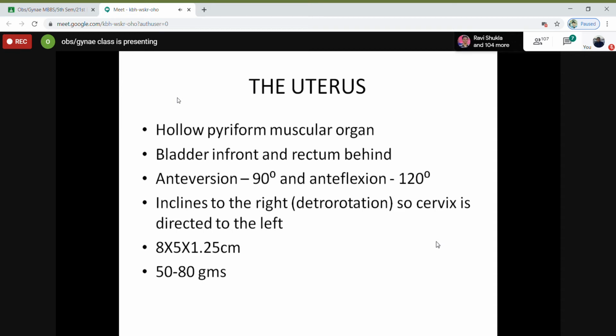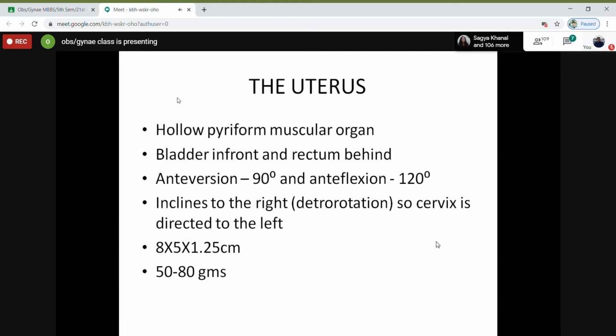So all of us know what the uterus is. It is a hollow piriform muscular organ which is in between the bladder and the rectum. So the bladder is in front and the rectum is behind the uterus. There is something known as anteversion and anteflexion. Anteversion, all of us know this, I think. So anteversion is what?